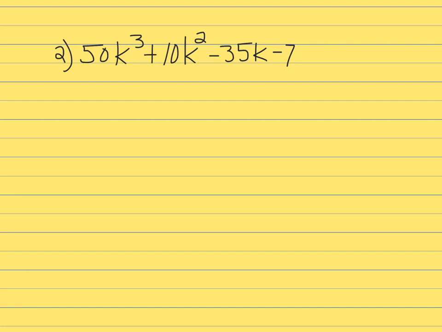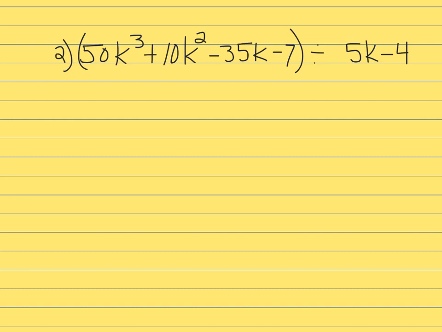Let's look at another one. So for this one, I have 50k cubed plus 10k squared minus 35k minus 7, and that is divided by 5k minus 4.